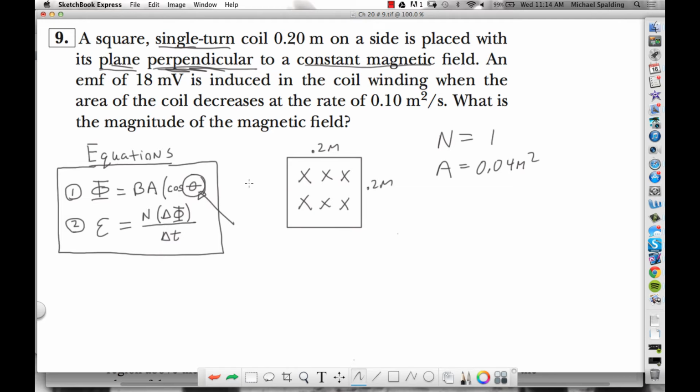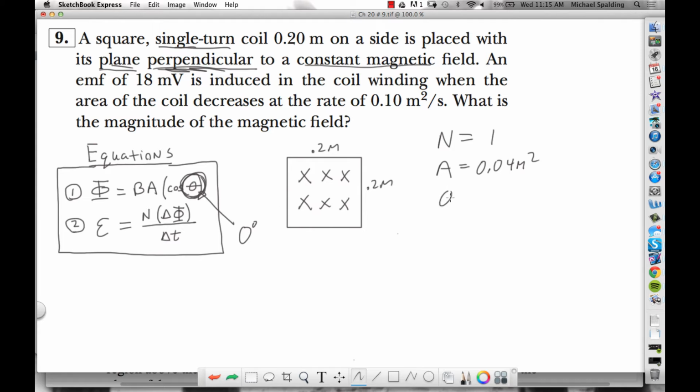The theta for this problem is what? 0. It's 0 degrees because remember, what is the definition of this angle? It's the angle between what two things? The normal line to the loop and the field. So the normal line to the loop would be sticking straight out. The normal line to that loop is going straight in your face, and then the magnetic field is going either straight in your face or straight in, right? So the theta here would be 0. The angle between the normal line to the loop and the field is 0 degrees.